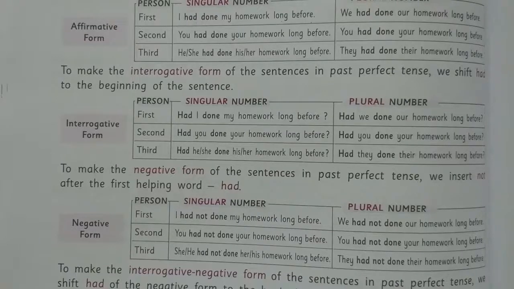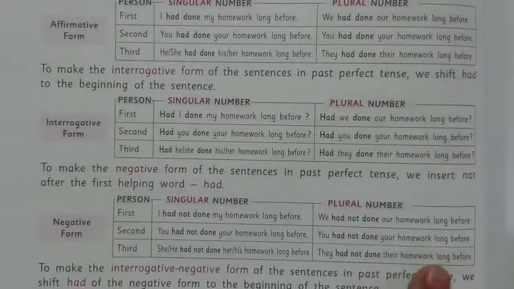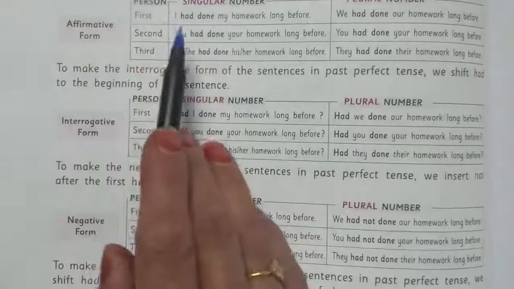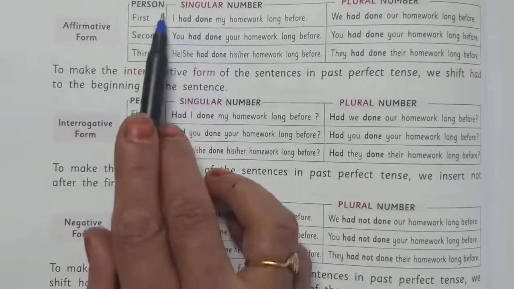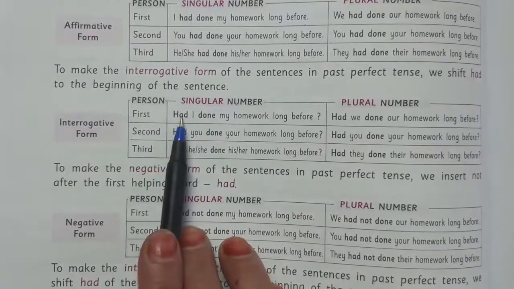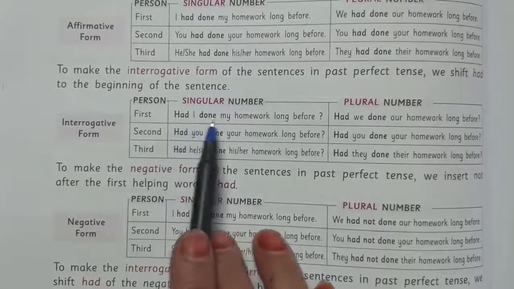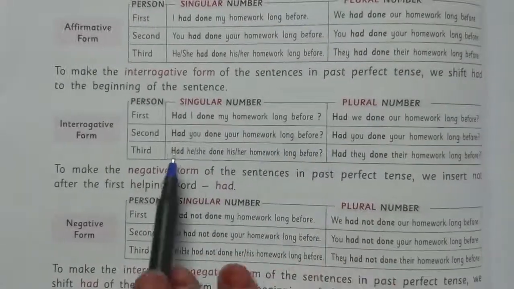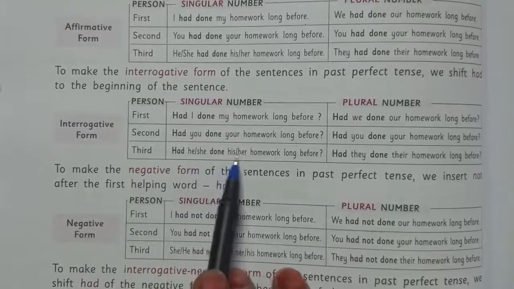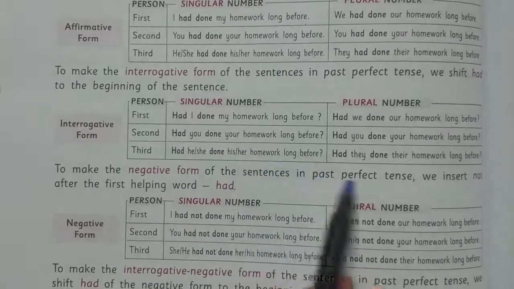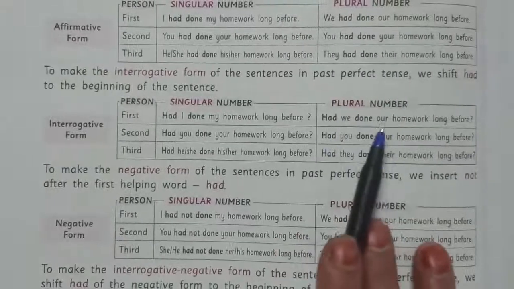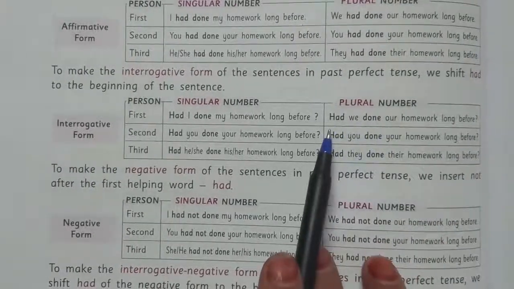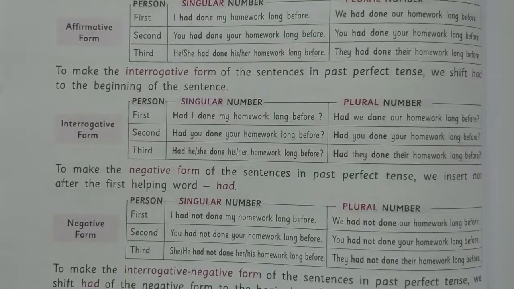Next, interrogative form. To make the interrogative form of the sentence in past perfect tense, we shift had to the beginning of the sentence. That is, this had is going to be shifted to the beginning of the sentence. So, had I done my homework long before? Had you done your homework long before? Had he or she done his or her homework long before? Likewise, in plural number also, we are going to use had at the beginning of the sentence.